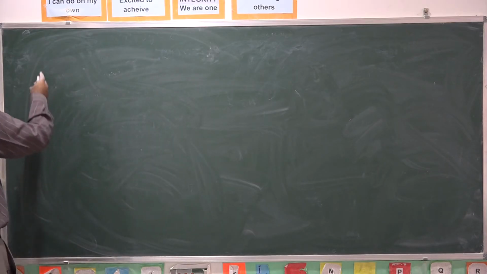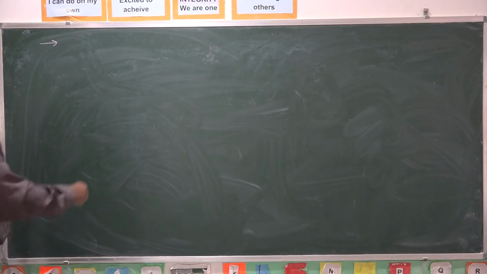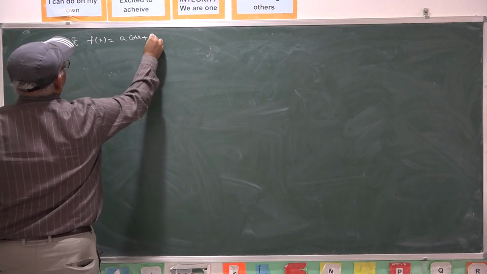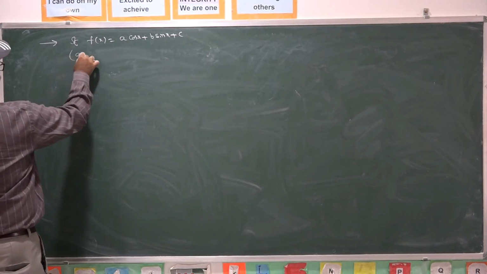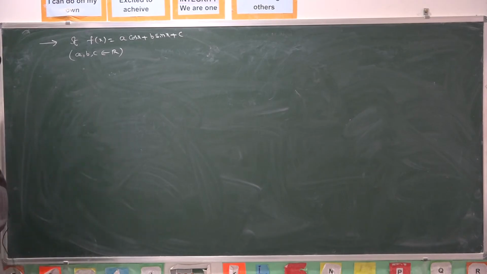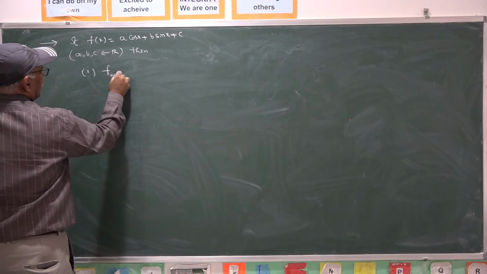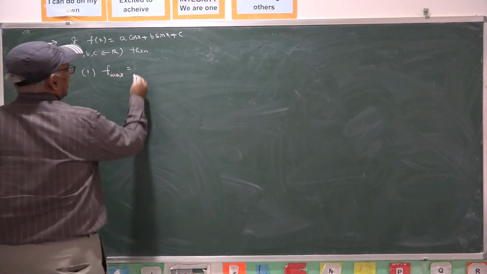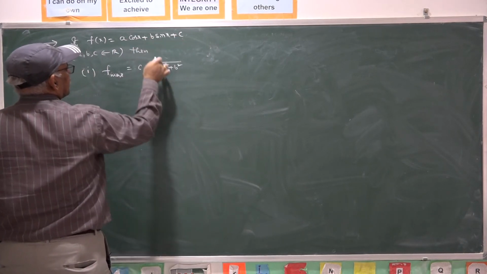Next result, next point. If f(x) equal to A cos x plus B sin x plus C, where A, B, C are real, then once the function is in this form, the maximum value of f is given by C plus root over A square plus B square.